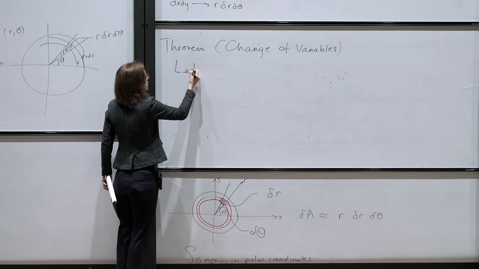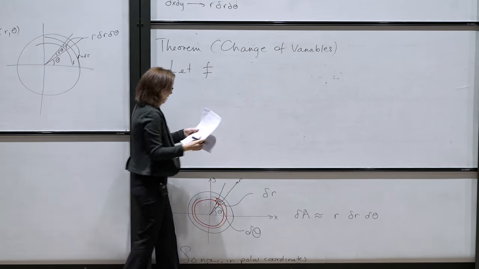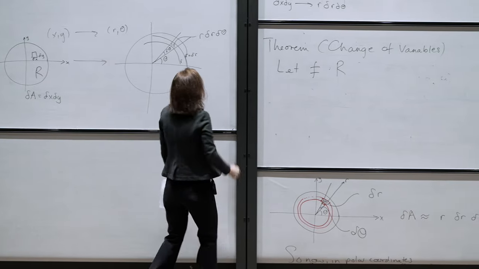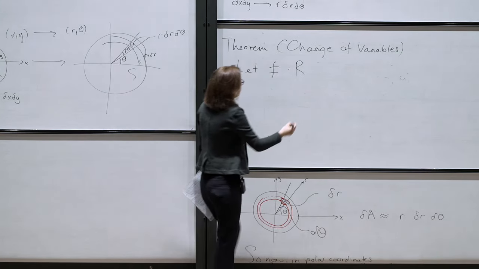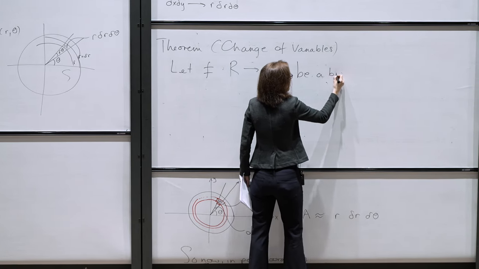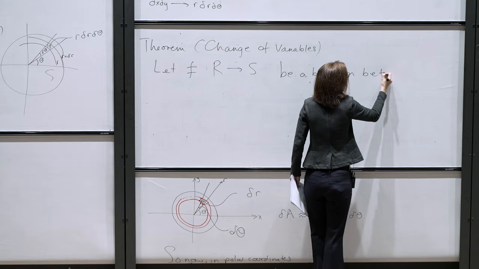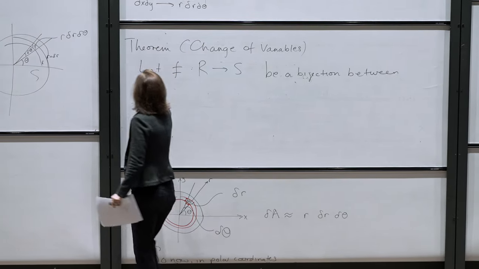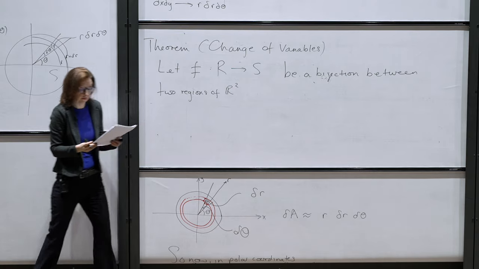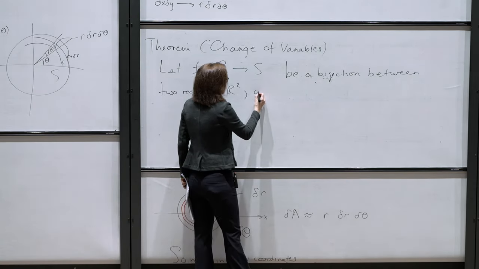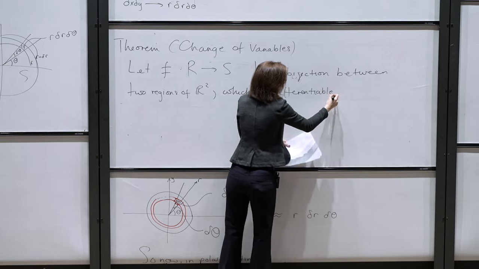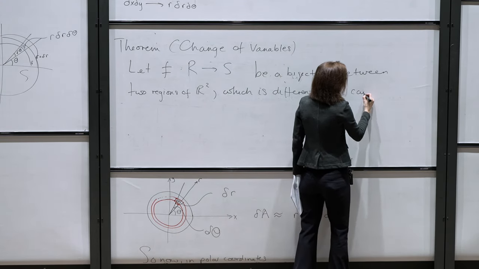So let's suppose we have some function f, which takes points in a domain R. So this would be our domain R, to points in a domain S. So in this example, this would be our new domain S. And it'd be a bijection between two regions of R squared. And we want it to have various properties. We want it to be differentiable, which means we can take partial derivatives as we need.